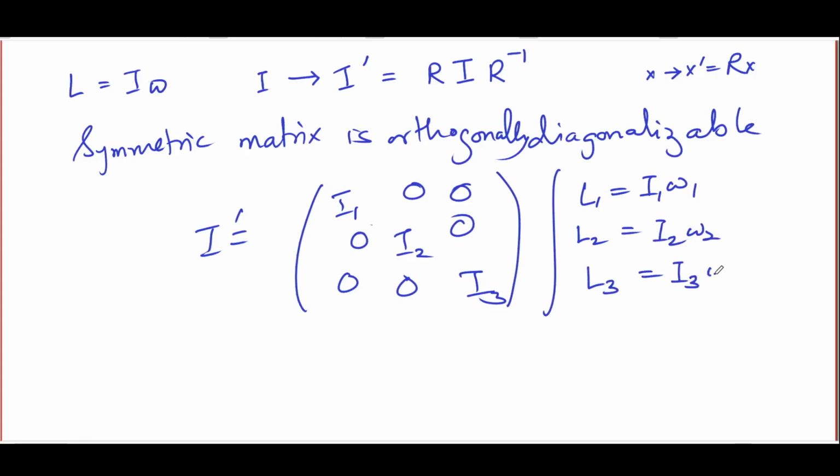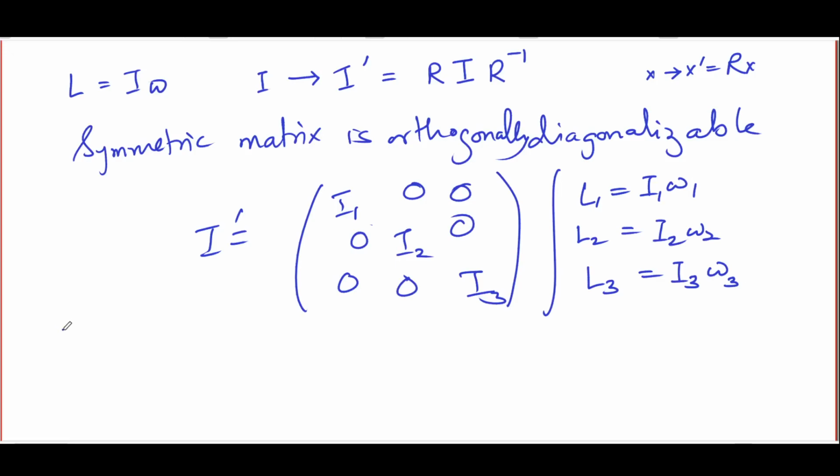Since I1, I2 and I3 are different in general, this still does not tell us that L and omega are in the same direction. After all, we have only changed our coordinate system. That has not changed the underlying vectors. So, if the vectors were not in the same direction to begin with, just changing your coordinate system will not achieve that. However, what it does tell you is this.